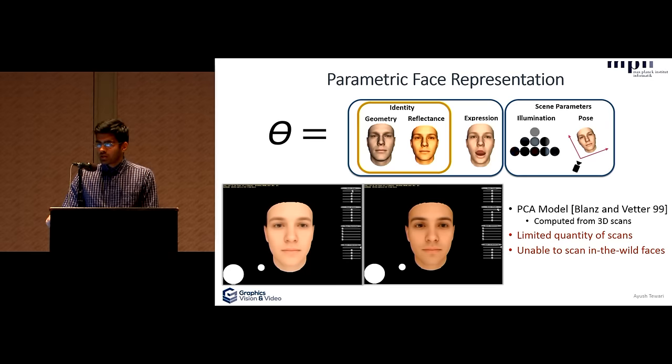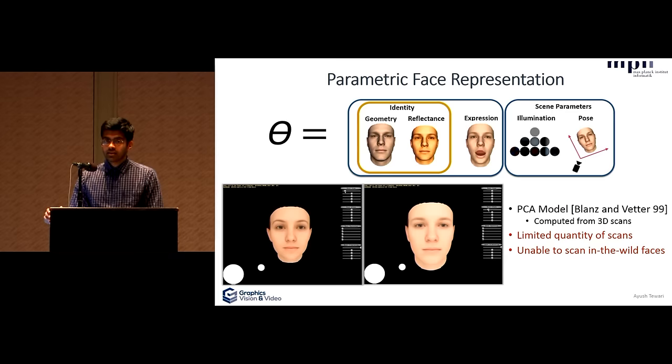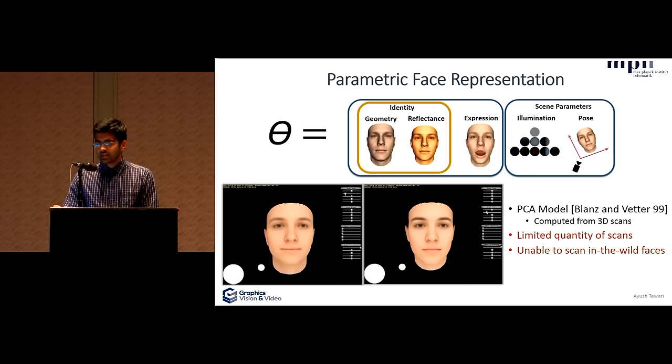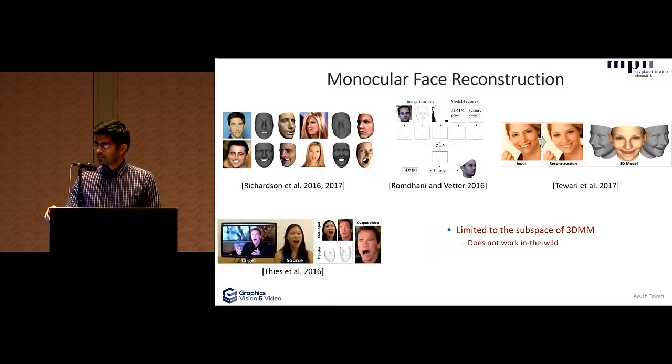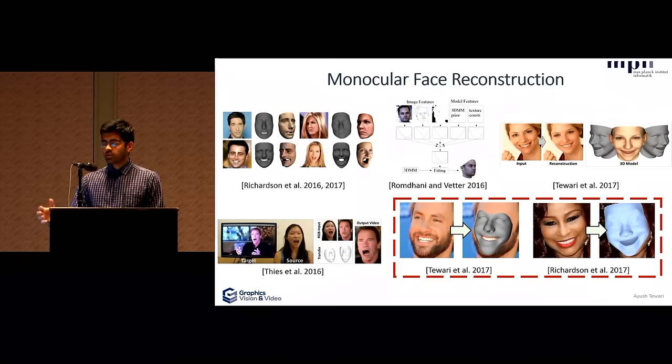The current techniques to compute these models require 3D scans. And since it is quite expensive and difficult to capture a large 3D data set, these models do not generalize very well across different identities, especially in challenging cases such as the presence of facial hair. A lot of monocular reconstruction approaches have been proposed using these parametric models, but as you can expect, these approaches also don't work very well on in-the-wild images, mostly due to the limitations of the parametric models.